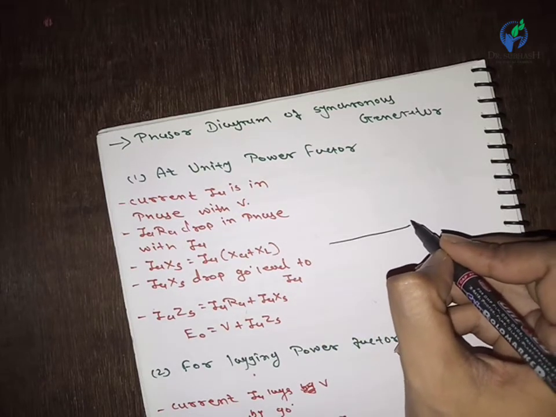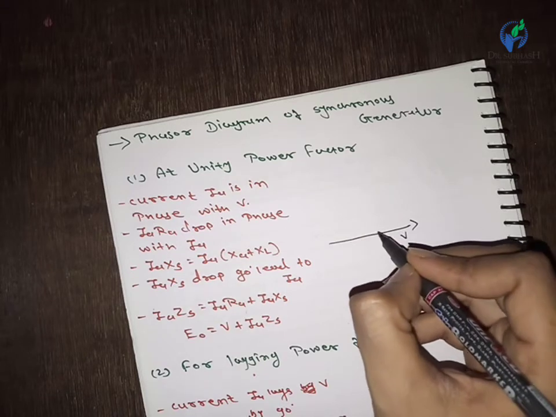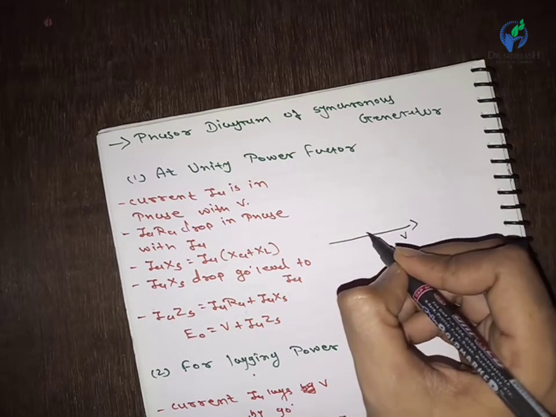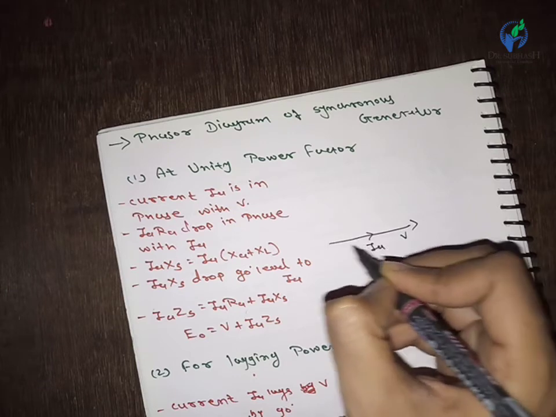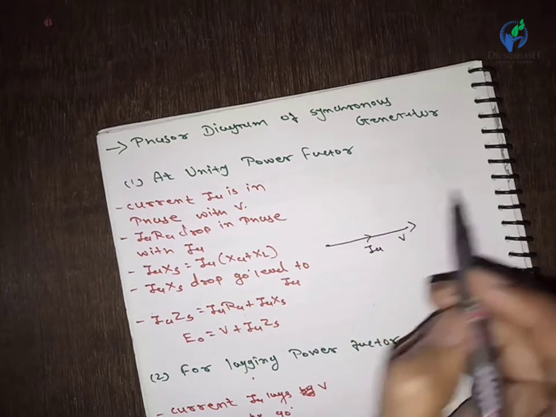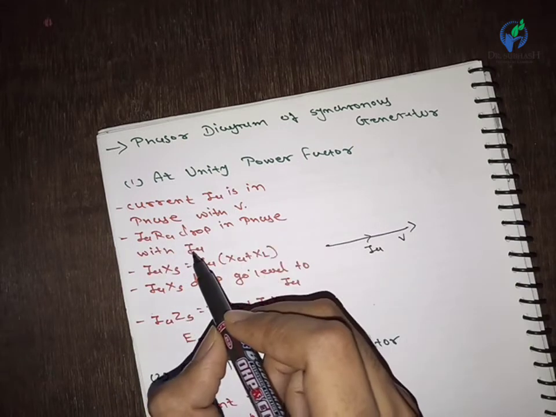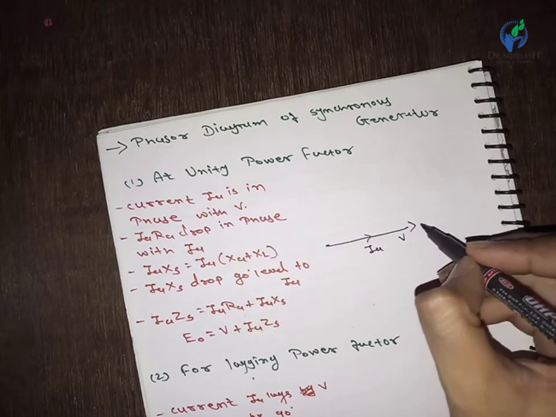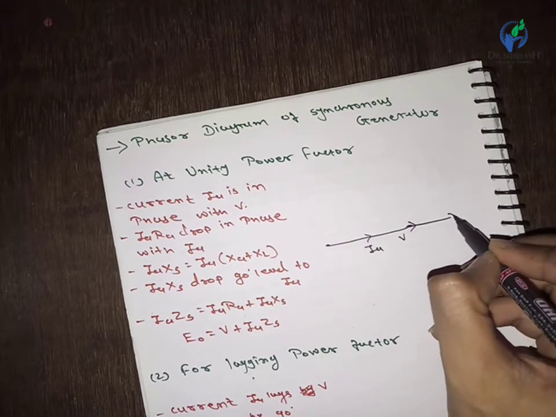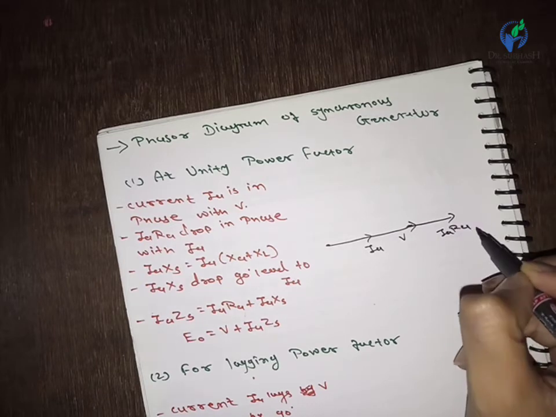So there is a voltage line, and the current is also here. The current Ia is represented here. The second line is Ia into Ra, the drop in phase with the armature current, Ia into Ra. So in the continuous line we represent it as Ia into Ra.